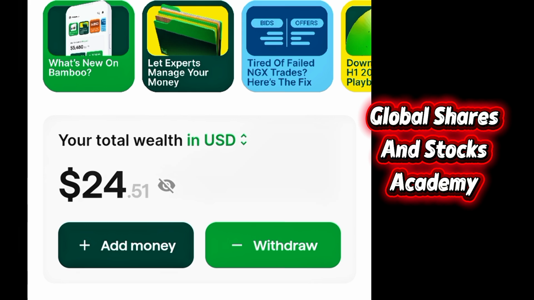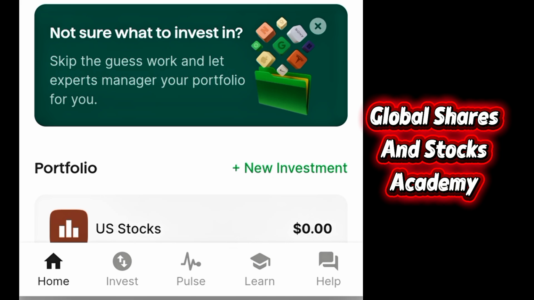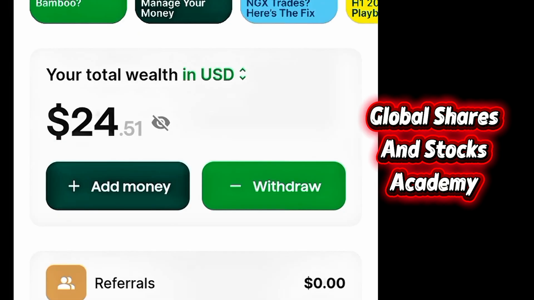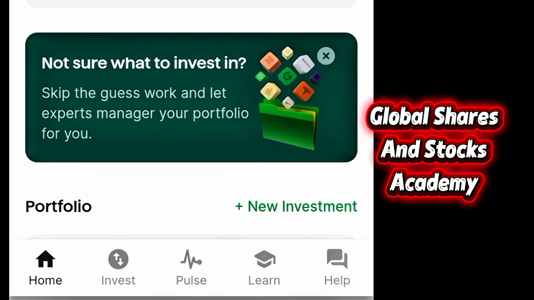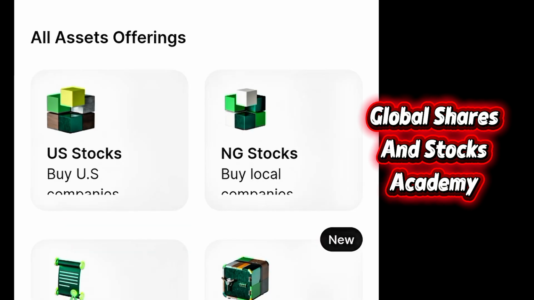So let's proceed. Once you log in, you come to this place. Once you get to this interface, you come down to the lowest part of your phone where you have home, invest, pause, learn and help. You are going to click on the invest that you have there. Once you click on it, it will take you to this particular interface where you will see all assets that the Bamboo app is offering. So yours is to click on the one you want.